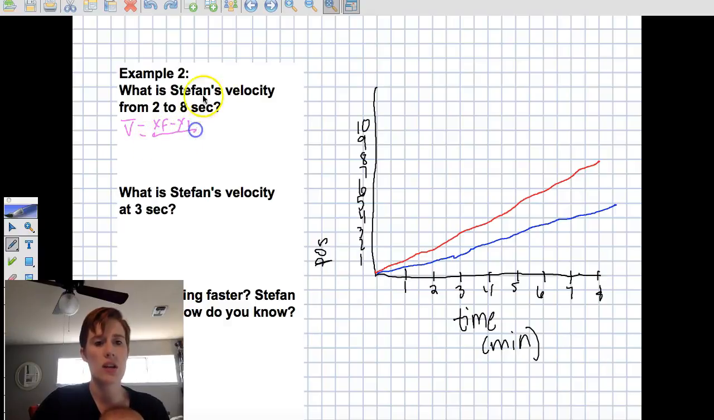We know our change in time. We go from 2 seconds to 8 seconds. Well, which one's the initial? Where did you start? We started at 2, so this is our initial time. We finished at 8, so it's our final time. Remember, you always do final minus initial.